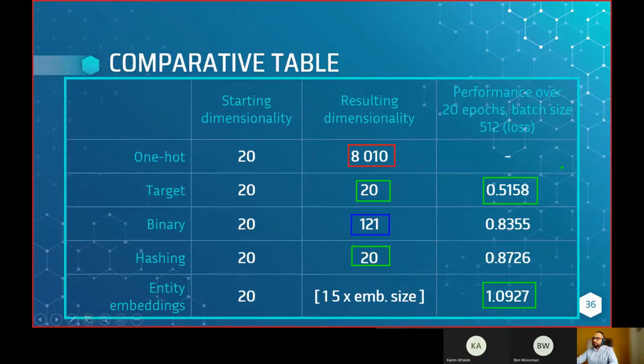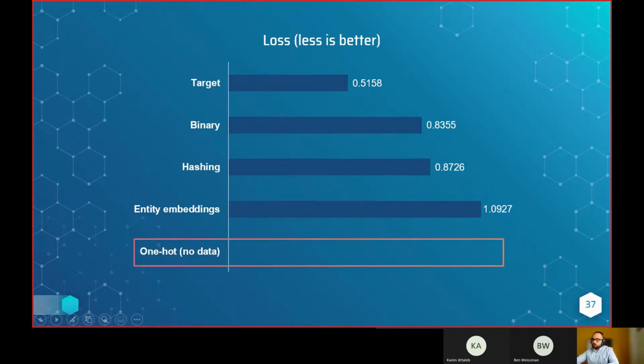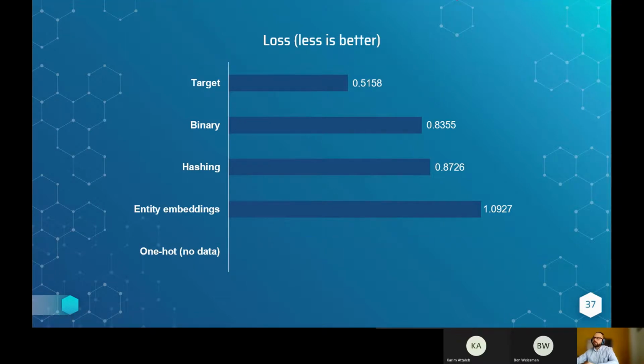So the target encoder, if we look at a ranking here, less is better, of course, in terms of loss. So the target encoder is definitely the champion of this exercise, and I left it like that on purpose because I want to make a point. For the one-hot encoder, you don't have data because it exhausted our RAM. We didn't have enough memory at all to actually run this. So maybe that's not a good choice for us. The target encoder should be our practical choice if we want to take this further.